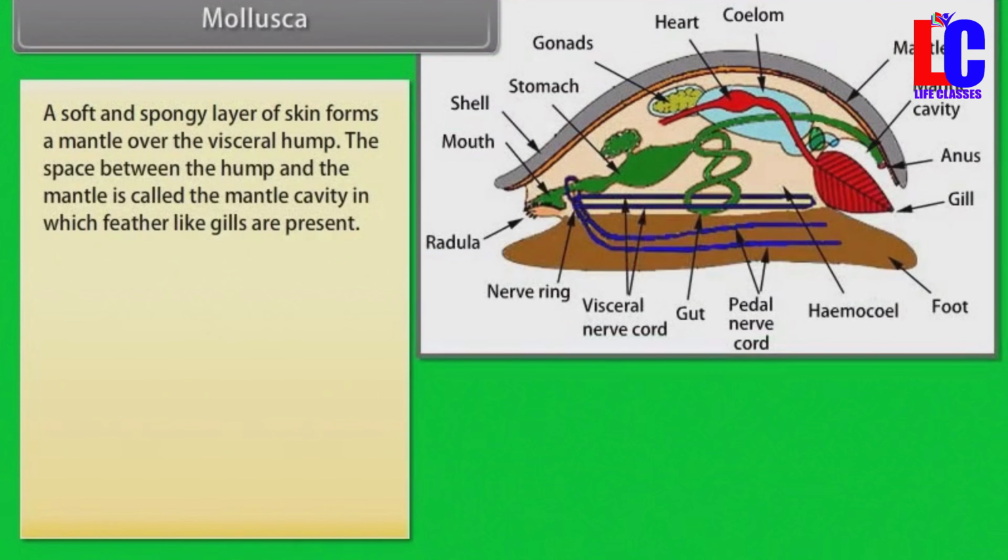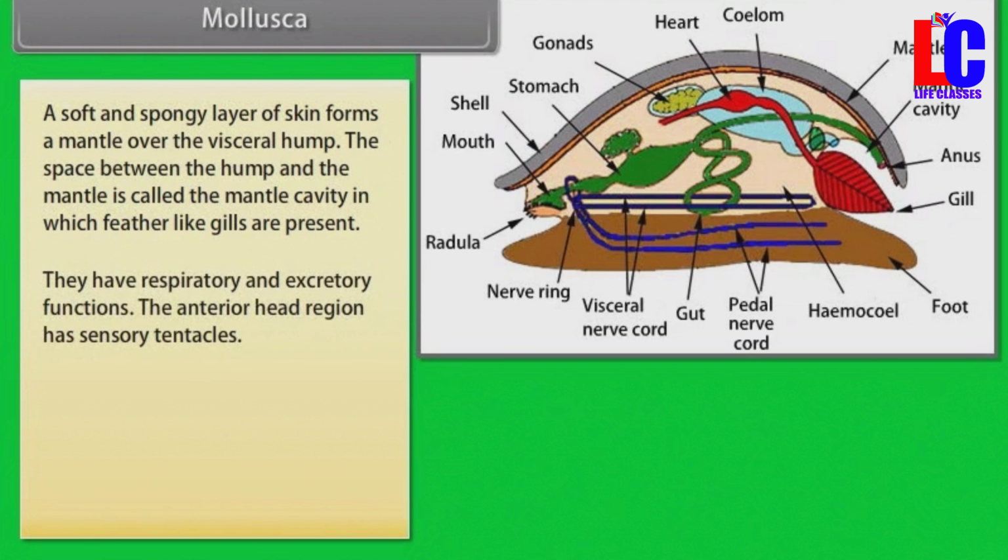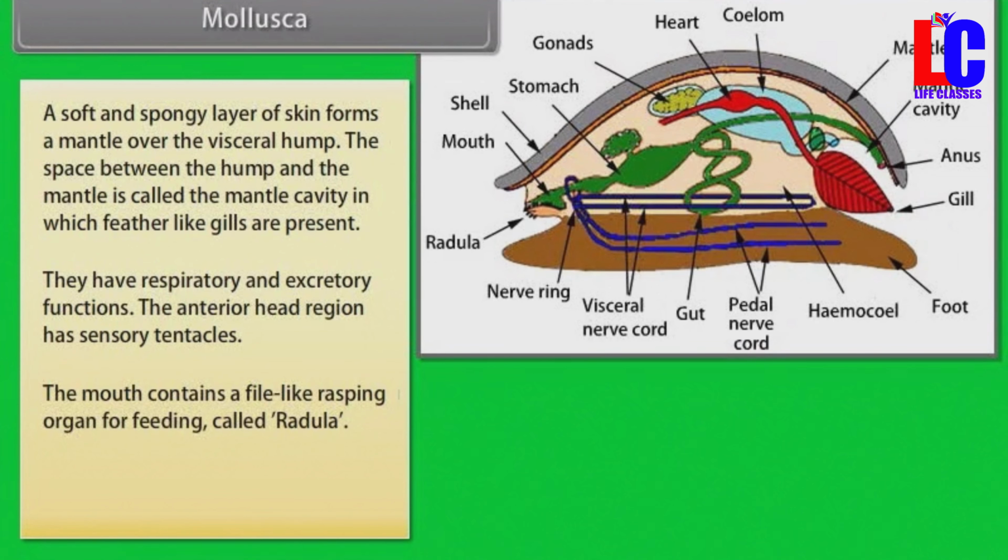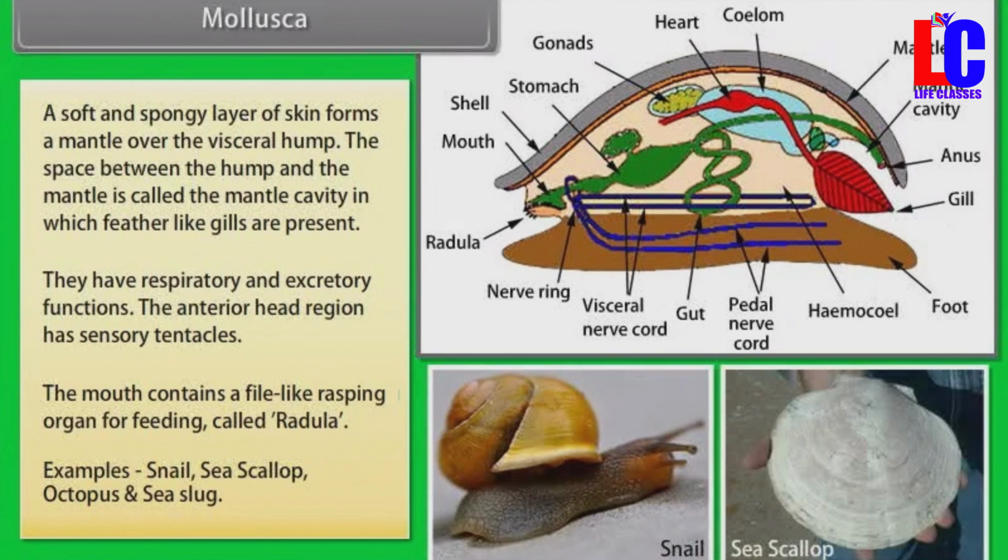A soft and spongy layer of skin forms a mantle over the visceral hump. The space between the hump and the mantle is called the mantle cavity, in which feather-like gills are present. They have respiratory and excretory functions. The anterior head region has sensory tentacles. The mouth contains a file-like rasping organ for feeding called radula. Examples: snail and sea scallop, octopus and sea slug.